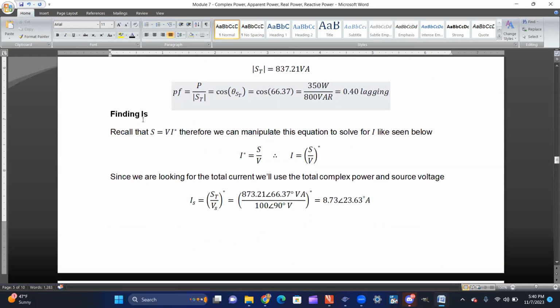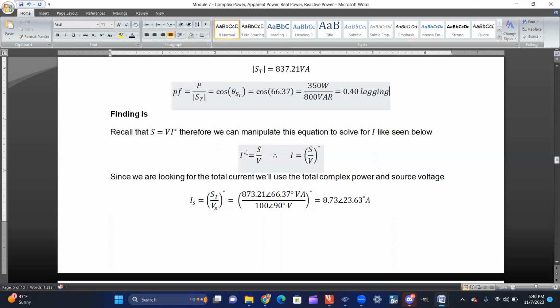All right, so let's find the total current. So we're going to go back to our complex power equation. If we manipulate the equation to solve for I, like we've done below, we can calculate the total current. You start off with S equals V times I conjugate. Just go ahead and manipulate that equation to solve for I conjugate.